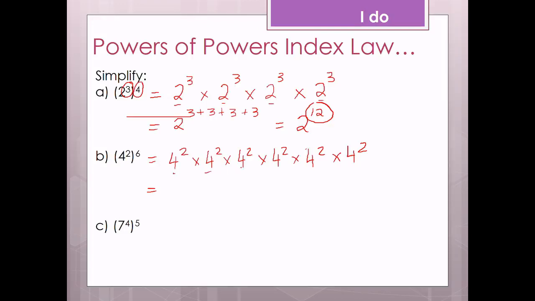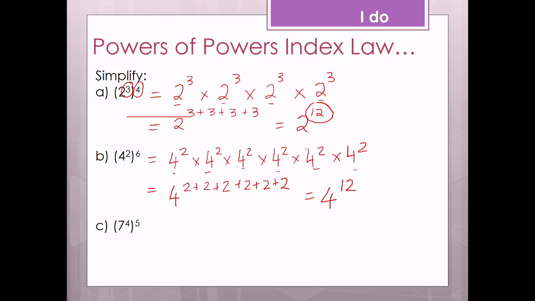Again, all the bases are the same. There they all are. And I'm multiplying, so I'm simply going to add the powers together. So I'm going to go 2 plus 2 plus 2 plus 2 plus 2 again, and plus 2 one more time. 2 plus 2 plus 2 plus 2 plus 2 plus 2 equals 12. So 4 to the power of 2 raised to the power of 6 equals 4 to the power of 12.